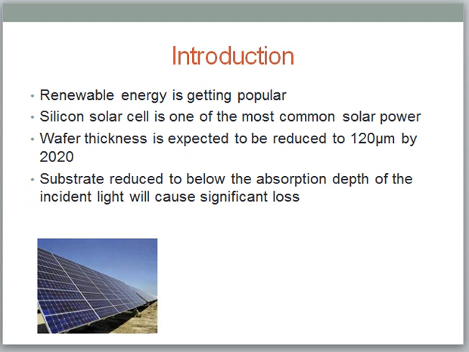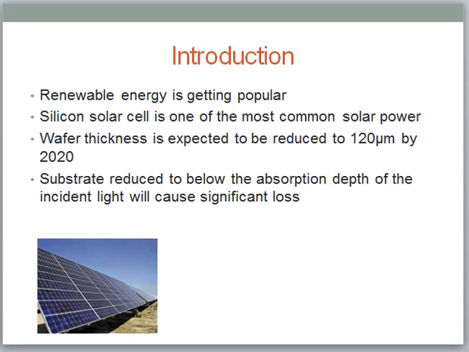Due to the energy crisis and the usage of fossil fuels, renewable energy is getting really popular. Among all the different types of sources, solar power has been really popular, and silicon solar cell is one of the most common solar power. On the other hand, our technology has been improving. Wafer thickness has been reduced, and it is expected to be down to 120 nanometers by 2020 for cost concerns and for improved efficiency.